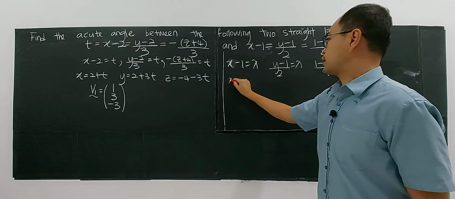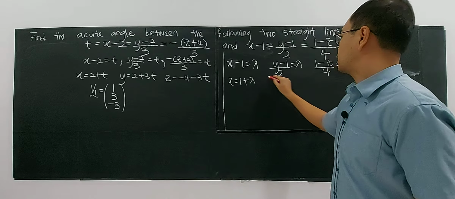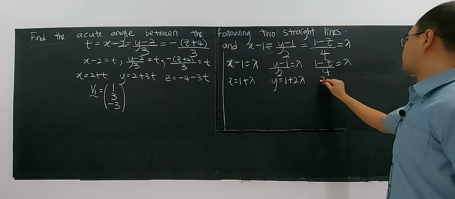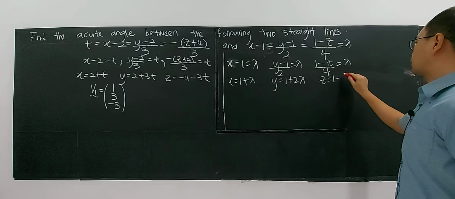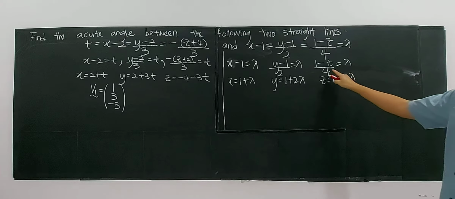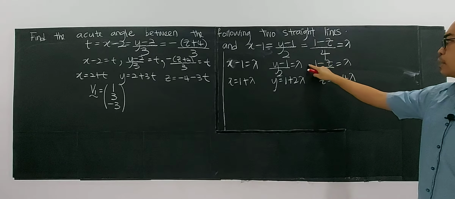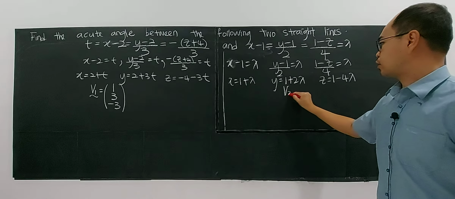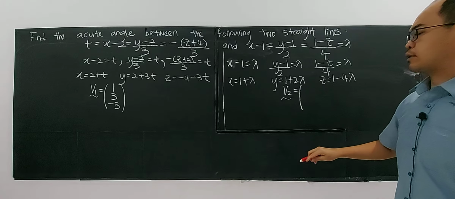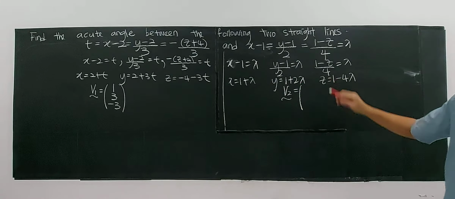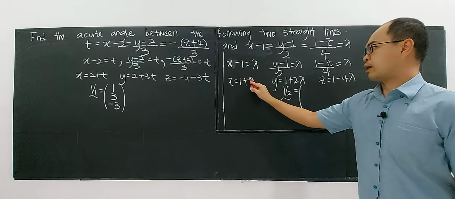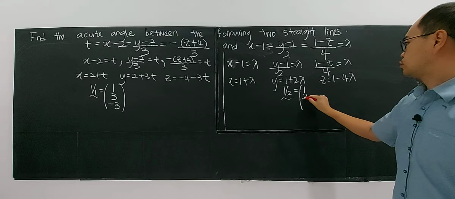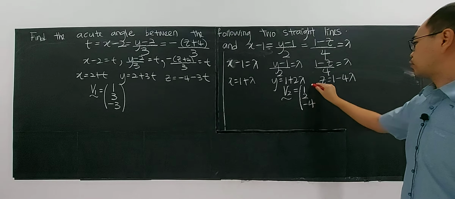And you can rewrite this as x equals 1 plus lambda, y equals 1 plus 2 lambda, and z equals 1 minus 4 lambda. Bring that over to the other side, so 1 minus 4 lambda is z. From here, you can identify the direction vector. If you rewrite this into a vector equation form, the coefficients of lambda will be the direction of this line. So 1, 2, and negative 4.